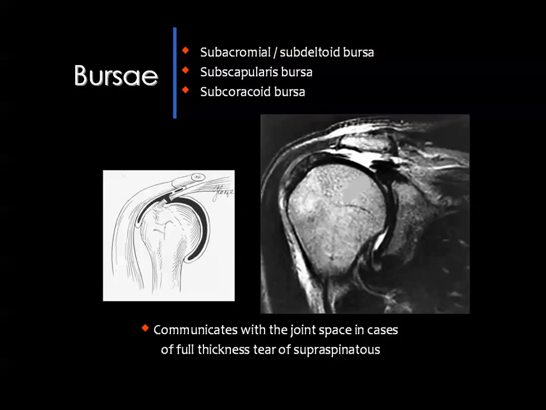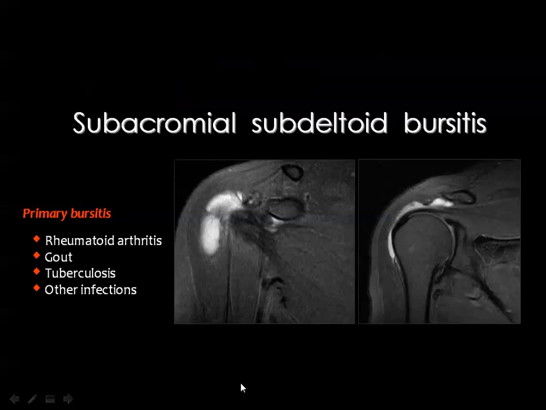Then the bursae around the shoulder joint are three, and you remember the subacromial subdeltoid bursa, the subscapularis bursa, and the subcoracoid bursa. The subacromial bursa is located underneath the acromion, and it will extend underneath the deltoid, hence its name, subacromial subdeltoid bursa.